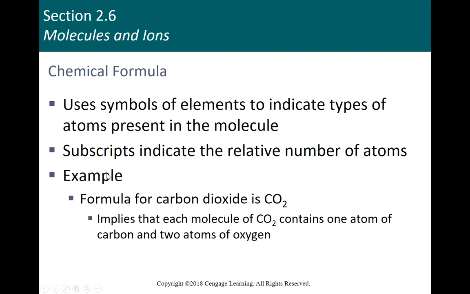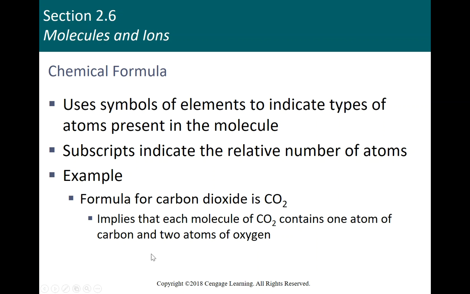A chemical formula can actually be used to show the ratio in ionic compounds as well. Chemical formulas use symbols of elements to indicate the type of atoms present in a molecule, and they use subscripts to indicate the relative number of atoms. So for example, H2O is water, which tells you that water is composed of hydrogen and oxygen, and the ratio is 2 hydrogens to every 1 oxygen.